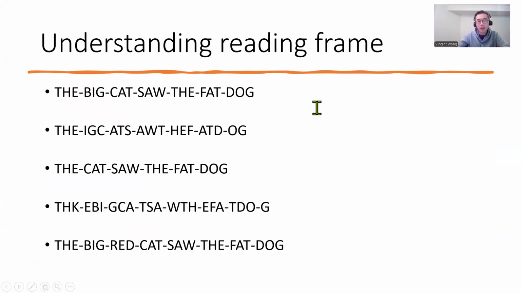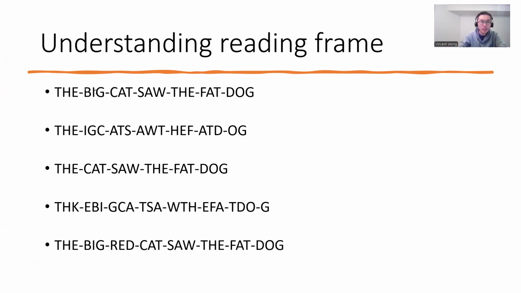Well, the reading frame for the ribosome is in triplets because the codons are made up of 3 nucleotides. So when the ribosome comes, it can only read 3 things at a time. So like the sentence, right? The big cat saw the fat dog. It's all 3-letter words. I understand the sentence perfectly fine. There's no mistake or whatever.